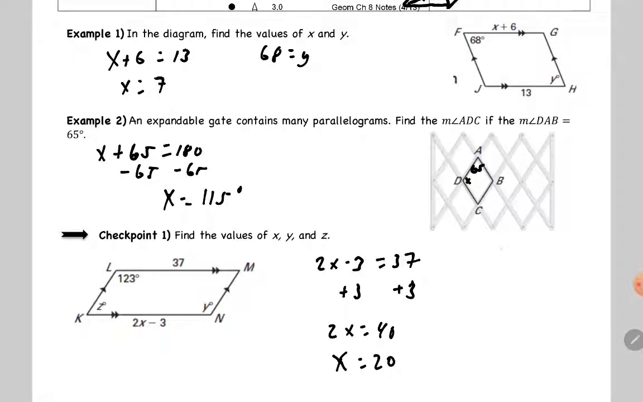y is the same as 123 degrees because opposite angles are congruent. To find z, we know that z plus 123 is equal to 180 because they're supplementary. So z is equal to 57 degrees. So those are x, y, and z.